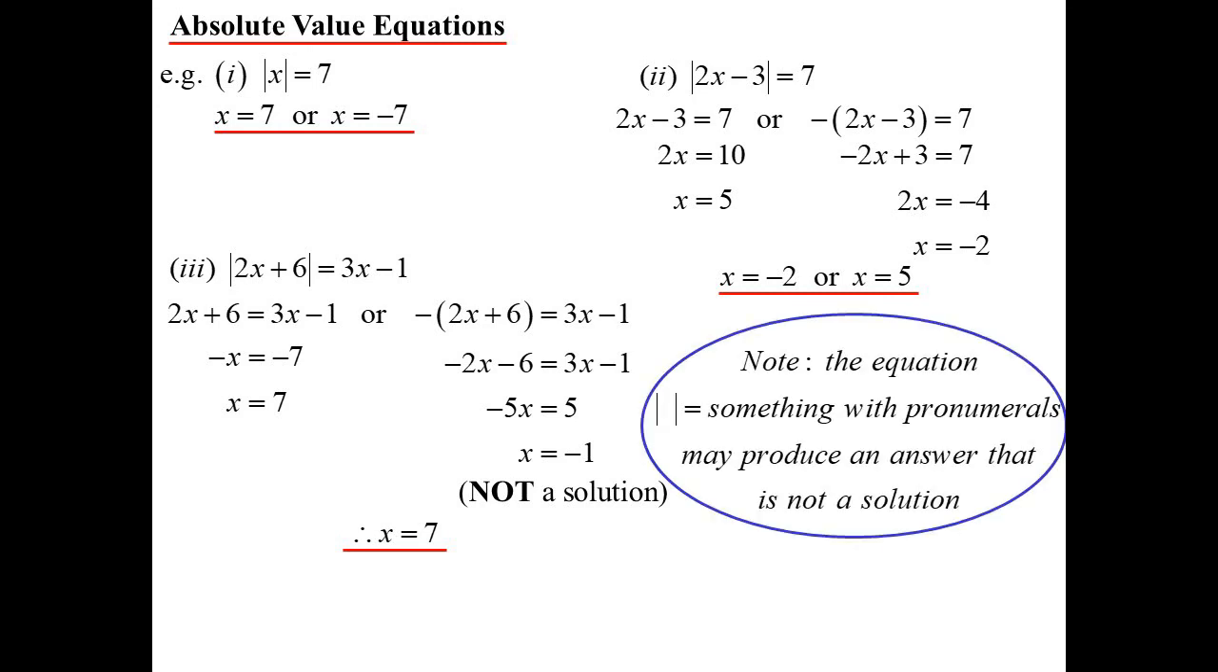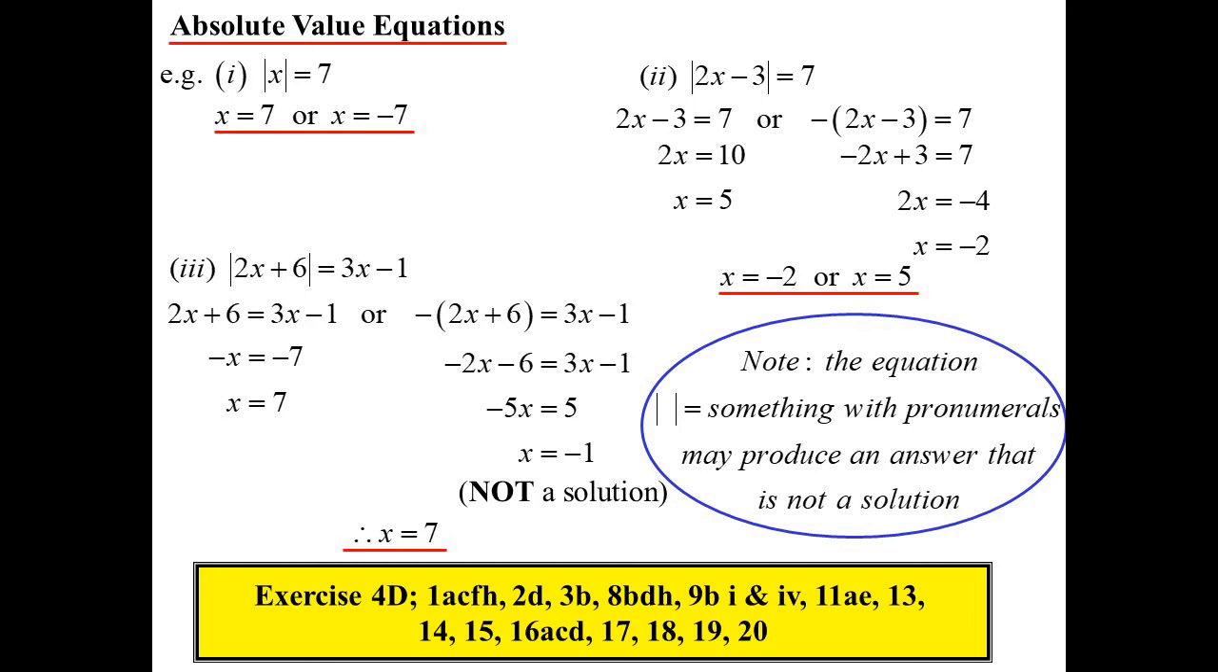By the way, when does this situation happen? If you think about it, the only time you're going to get that problem is if you've got an equation which has absolute value equals, and then pronumerals on the other side. If it was absolute value equals absolute value, you're not going to get that problem. And if it's just a number on the other side, you're not going to get that problem. The problem came because of the x, and it might be negative, it might be positive, we don't know.